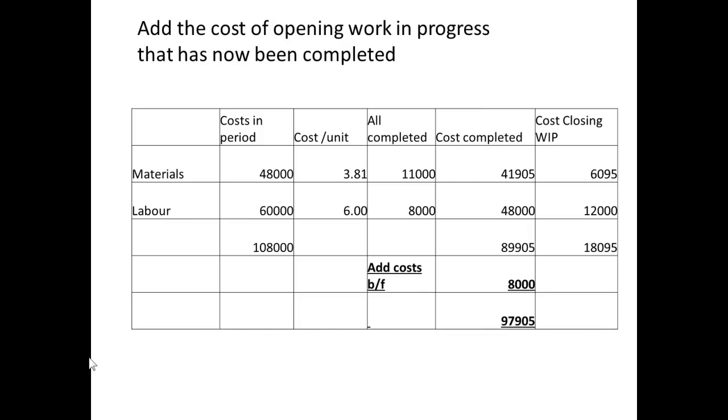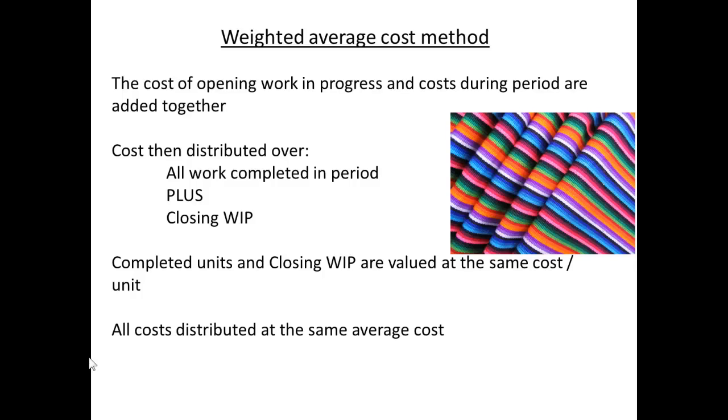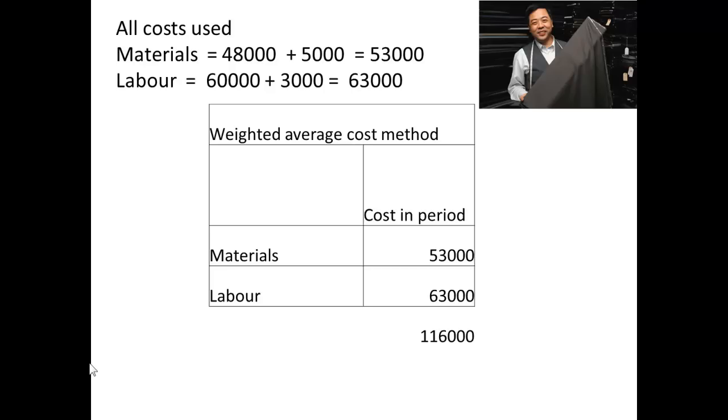So we add the cost of the opening work in progress that is now being completed, which was the 8,000, and that gives us for a cost of the completed units 97,905. If you use the weighted average cost period, then what we do is take the cost of the opening work in progress and the costs during the period, we add those together, and then we distribute them over all the work completed plus the closing work in progress. In other words, completed units and closing work in progress are valued at the same cost per unit. So costs are distributed at the average cost.